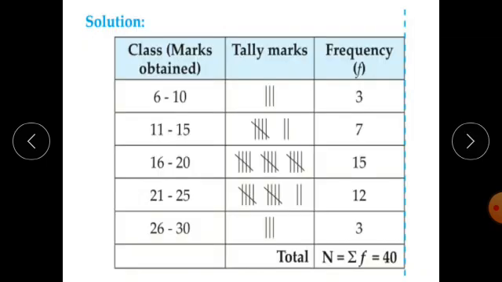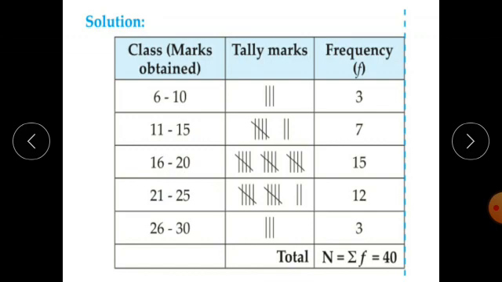So the data is classified into small groups and each group is called a class. In the first column the data is classified into small groups and each group is called a class. Here first group is 6 to 10, second group is 11 to 15, then 16 to 20, then 21 to 25 and 26 to 30.